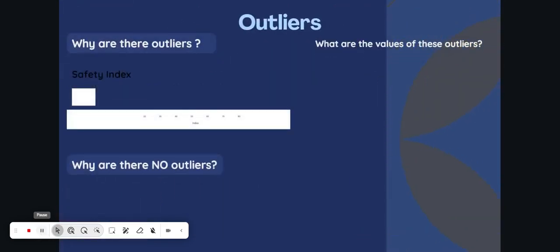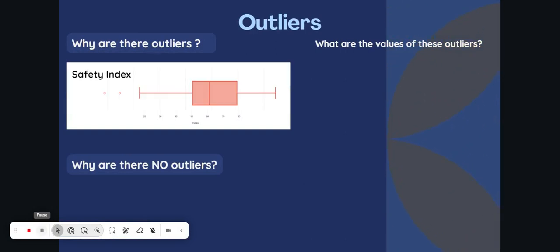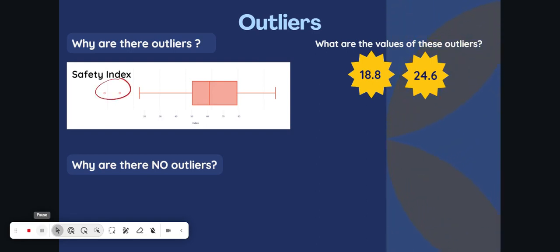Now we'll be moving on to outliers. So why are there outliers? As you can see in the safety index, there are two outliers that occur. We know that the values 18.8 and 24.6 are outliers in the safety index, as no other value appears near them until 33. With the amount of values that we have, it is highly unlikely that a value doesn't occur for 9 whole numbers consecutively.